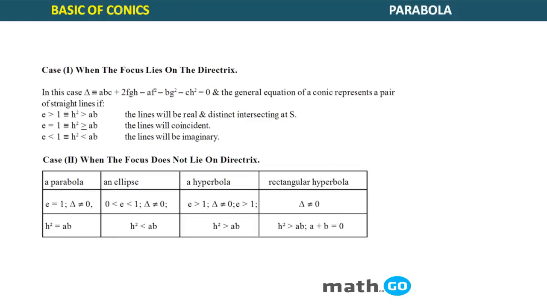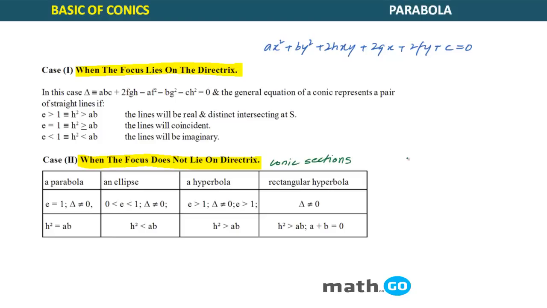So if somebody asks you that when we already have this general equation of a second degree curve, which I will write again for you, then how will you determine when it will be a parabola, when it will be an ellipse, when it will be a hyperbola, and so on? There are 2 things that we have to remember. When the focus lies on the directrix, it cannot be a conic section. It will be a pair of straight lines. Just remember this. The other condition is when the focus does not lie on the directrix, then we talk about conic sections. So we talk about conic sections in case 2, not in case 1. For conic sections, the focus should not lie on the directrix.